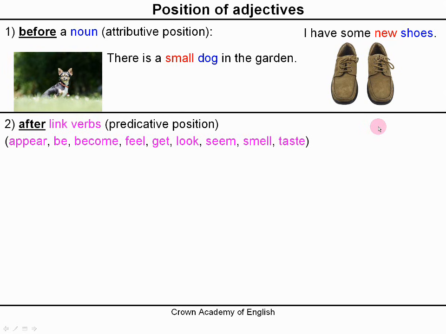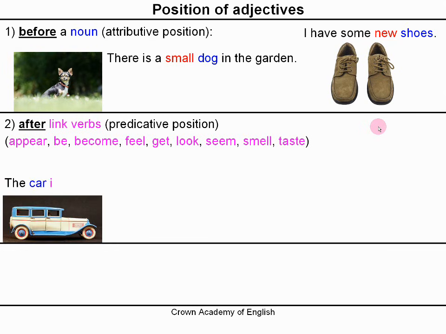And let's look at some examples. The car is old. So this is the link verb. This is the verb be. And this is the noun. And this is the adjective. And as you see, the adjective is after the link verb. Okay? And it is also, obviously, after the noun as well. But the important thing to remember is that the adjective is after the link verb.